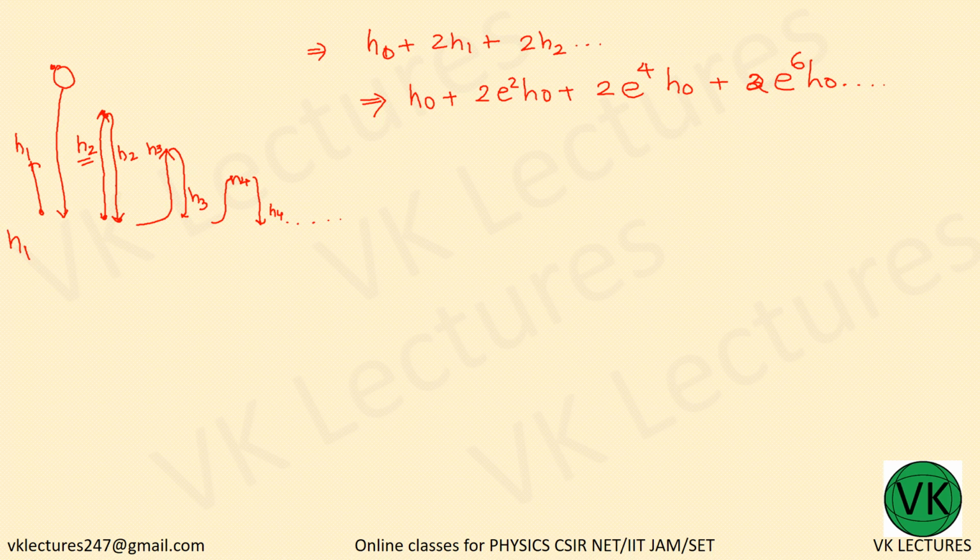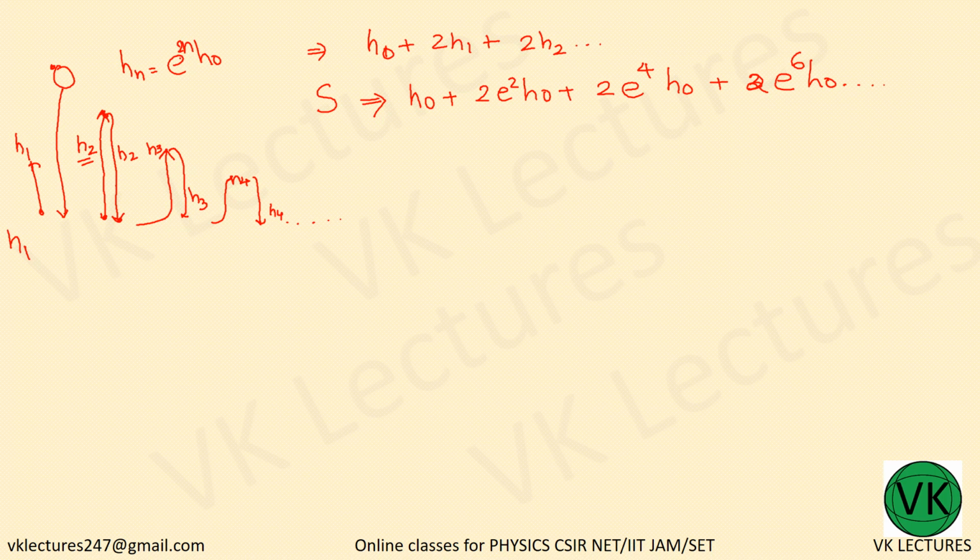So in general you can write Hn is equal to E to the power 2n H naught. So this is the sum. We are asked to find out the total distance sum.